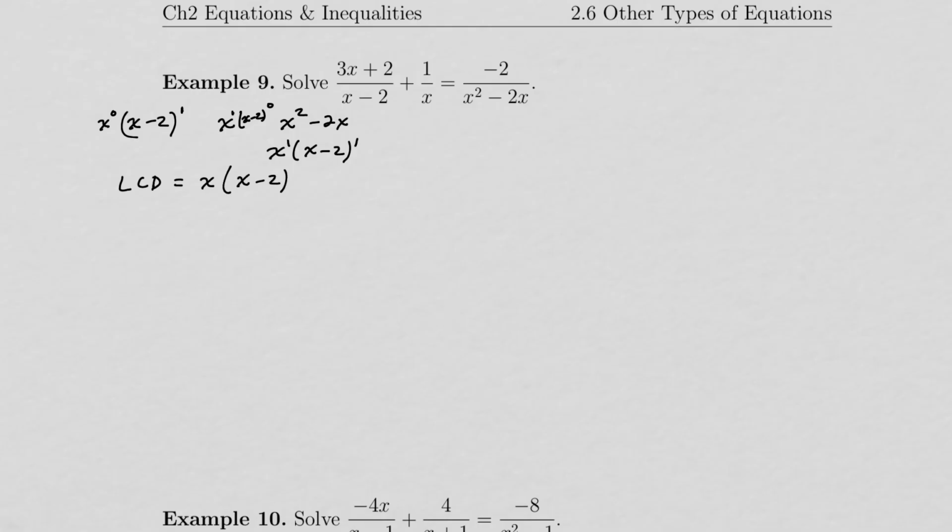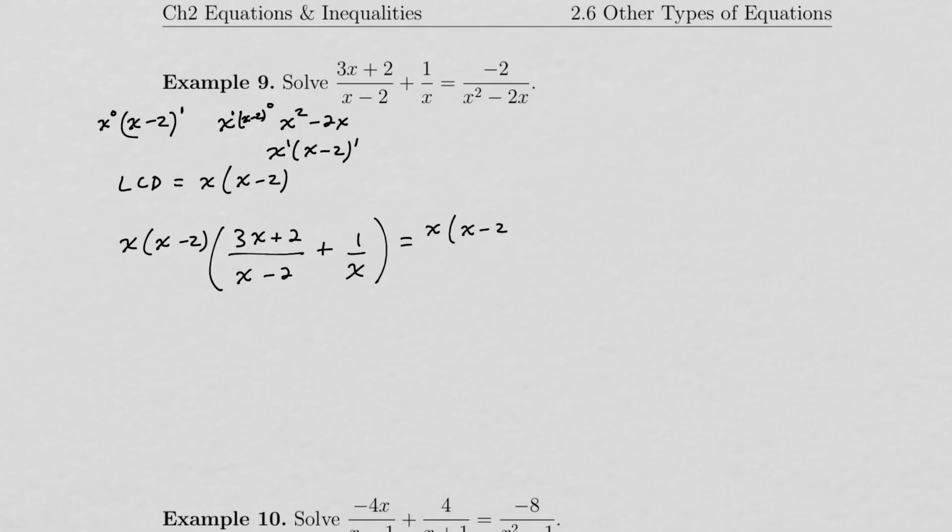So it turns out my lowest common denominator in this case is x times x minus 2. So to clean things up, I'm going to multiply both sides of the original expression by that. I'm going to multiply the left-hand side and the right-hand side by the LCD. And remember, x squared minus 2x is x times x minus 2 in factored form.